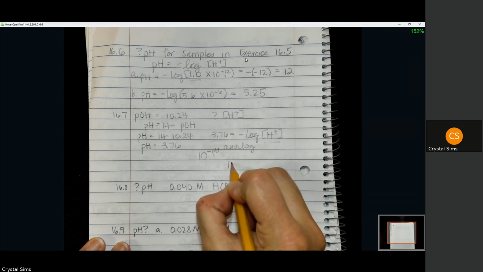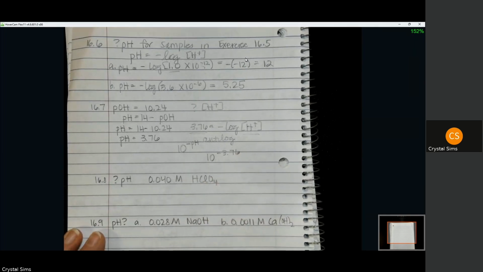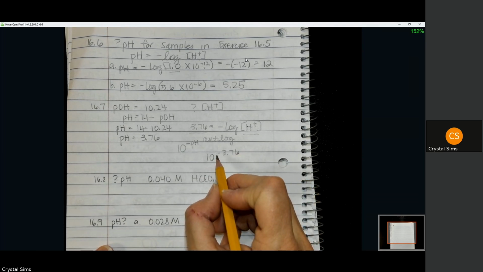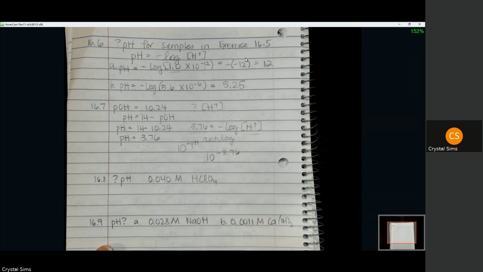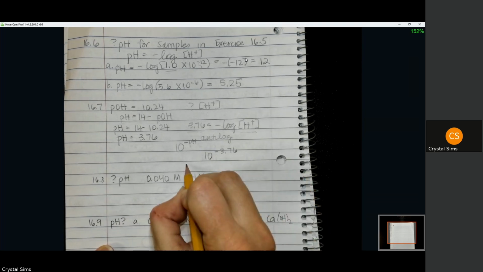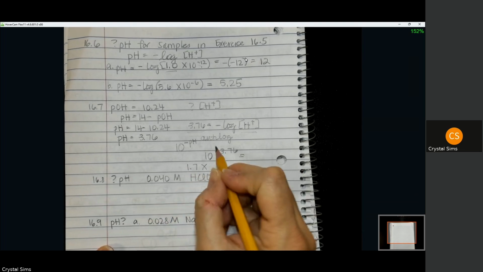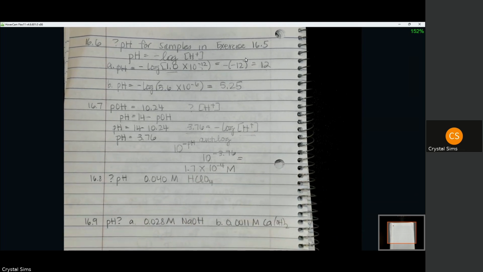All right. So we're going to have 10 raised to negative 3.76. And when we put that in our calculator, 10, and then you'll probably have to use either the XY button or you may have a caret button that you'll use, and you'll put in this exponent here. Our hydrogen ion concentration then is going to equal 1.7 times 10 to the negative 4. And of course, that'll be molar here.